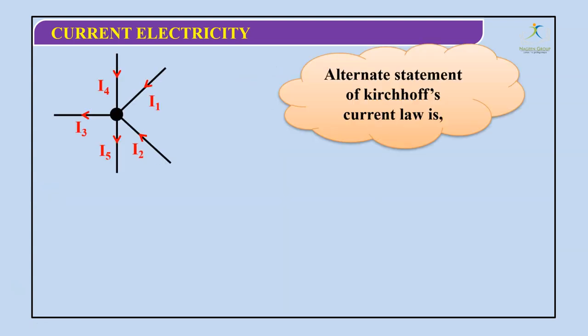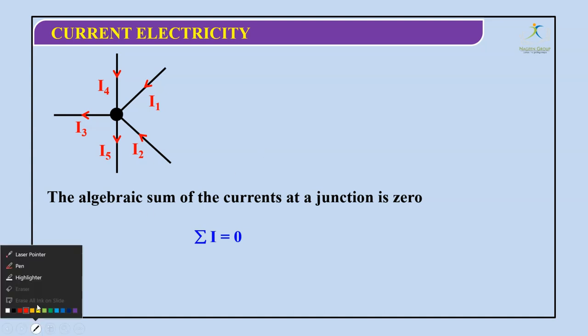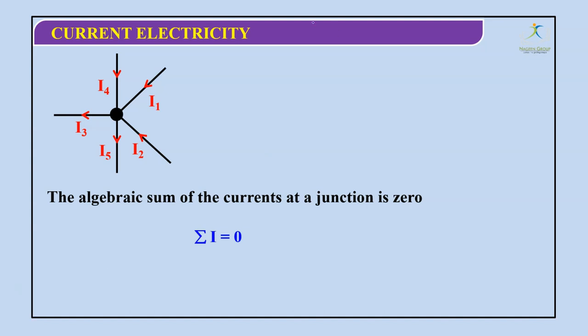An alternate statement we can make from Kirchhoff's law of current is that the algebraic sum of all the currents at the junction is 0. That means sigma I is equal to 0. We have two types of sign convention for the rule of sigma. Sigma is a form of summation, and we are taking integration also in the form of a summation.